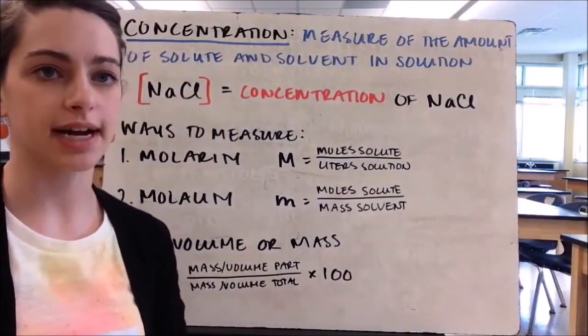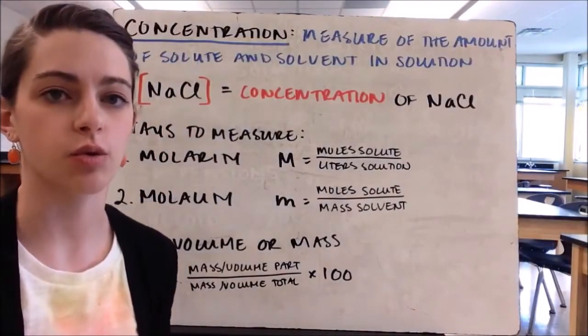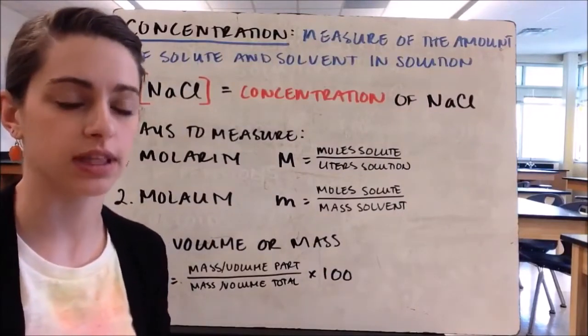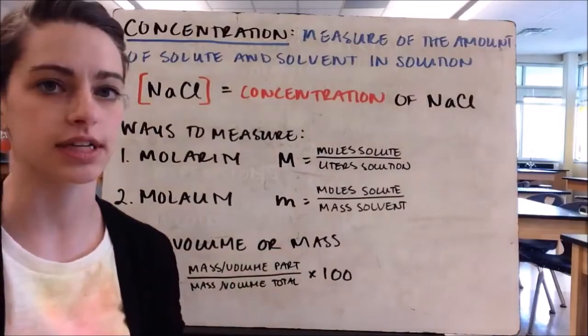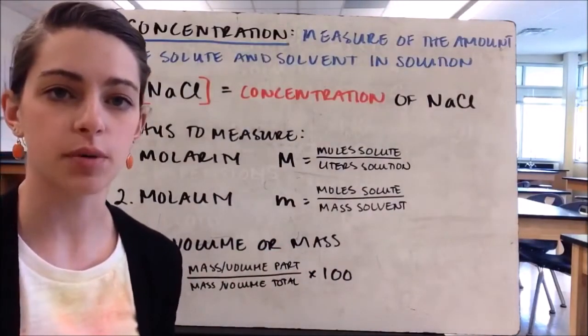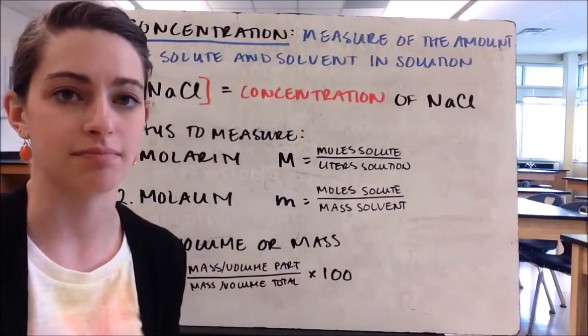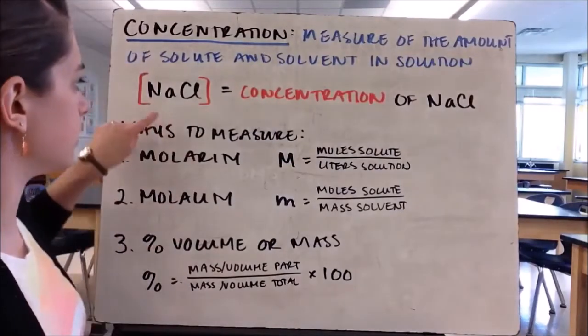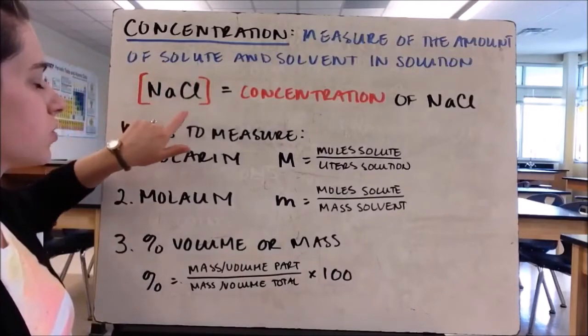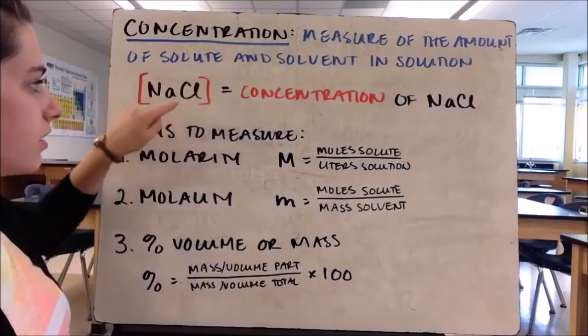So first, let's talk about concentration. Concentration is a word that we've heard a lot before, but let's put an actual definition with it. It's the measure of the amount of solute and solvent in a solution. Now, that's pretty broad because there are a lot of different ways that you can measure concentration. The way we're going to see it noted is like this. So whatever substance you're looking at, you'll see brackets around it.